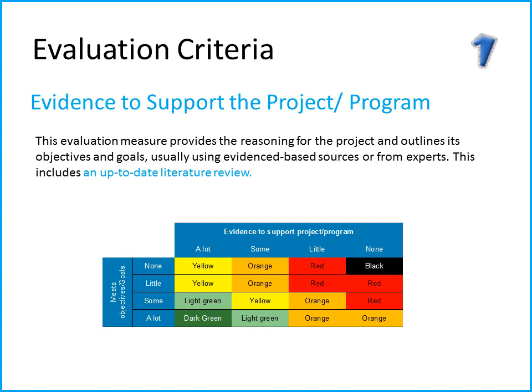The evidence to support a project or program will require an in-depth, up-to-date literature review. This is then compared to whether the project met its objectives. So if a project met all of its objectives or a lot of them, and there was a lot of evidence to support, it would get a dark green. However, if the project did not meet its objectives and did not have any evidence based in the literature, it would receive a black. This is a really good way of working out whether this is something that was just thought of or whether there really is groundbreaking evidence to support it or evidence that's been done internationally or nationally.